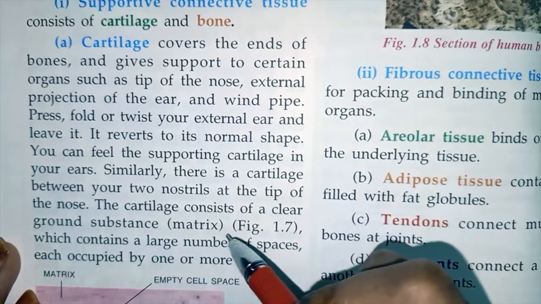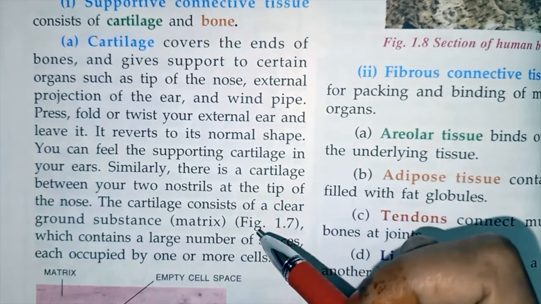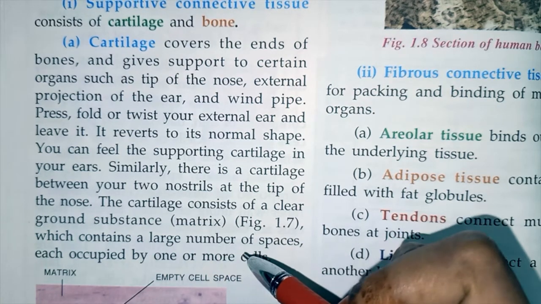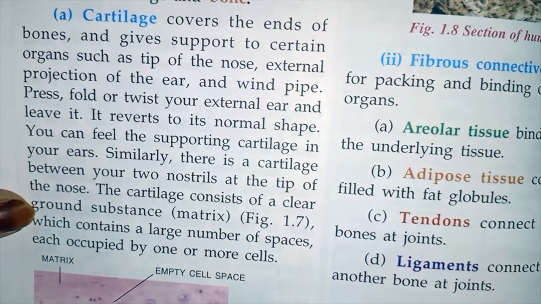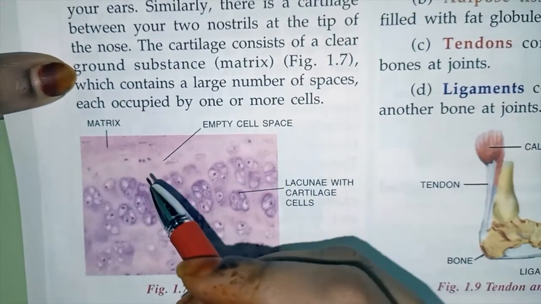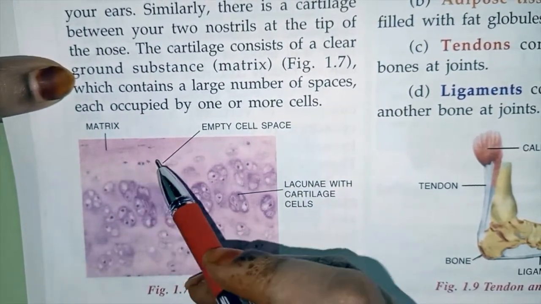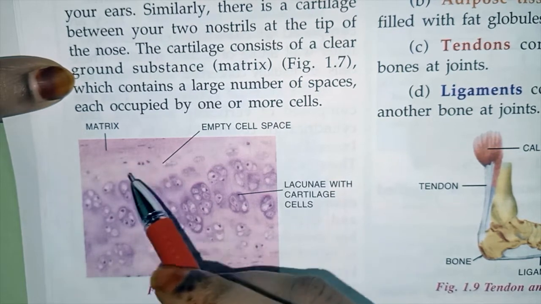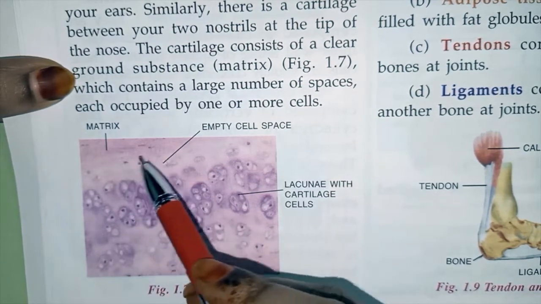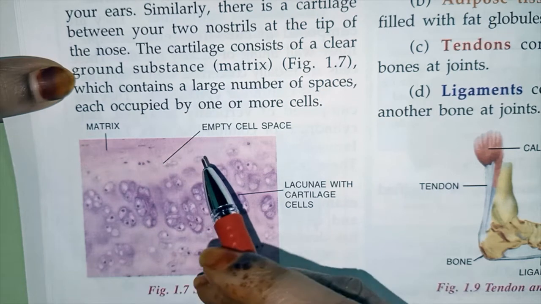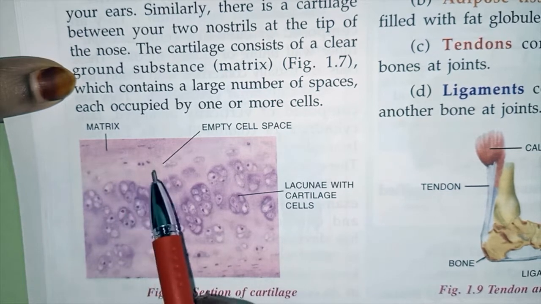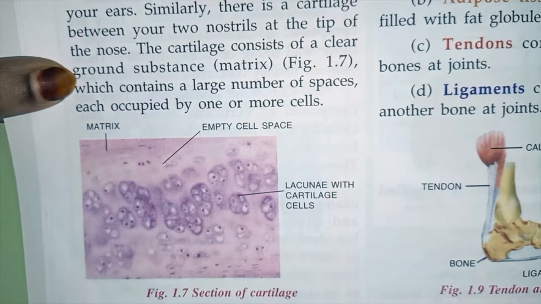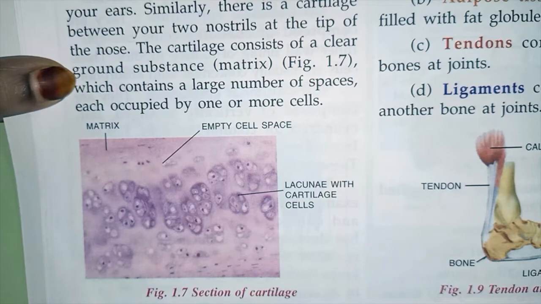The cartilage consists of a clear ground tissue which contains a large number of spaces, each occupied by one or more cells. So here in the image, these are the matrix. What are these? These are clear ground substances, basically fluid. These are known as matrix, which contains a large number of spaces, each occupied by one or more cells. These are empty cell spaces and these are the cells present. This is a section of a cartilage.